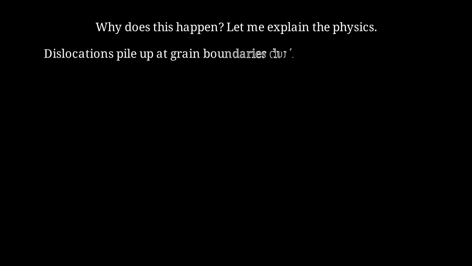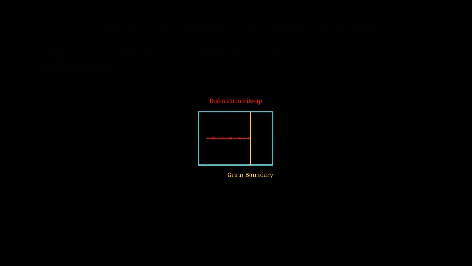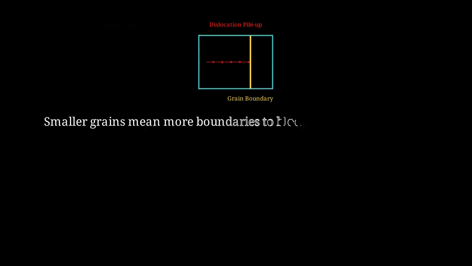When a material deforms, dislocations move through the crystal lattice but pile up at grain boundaries because the orientation mismatch makes it hard for them to cross. Here you can see dislocations represented by arrows piling up against a grain boundary. The stress concentrates at the boundary. When grains are smaller, there are more grain boundaries per unit volume, creating more obstacles and thus increasing strength.